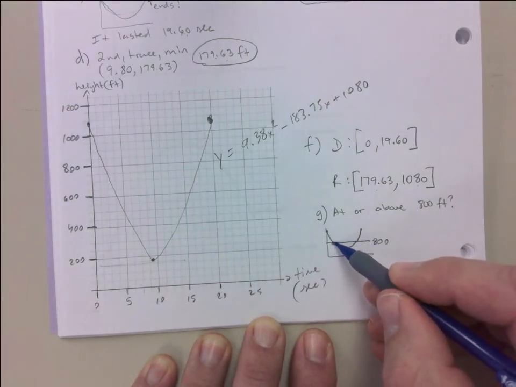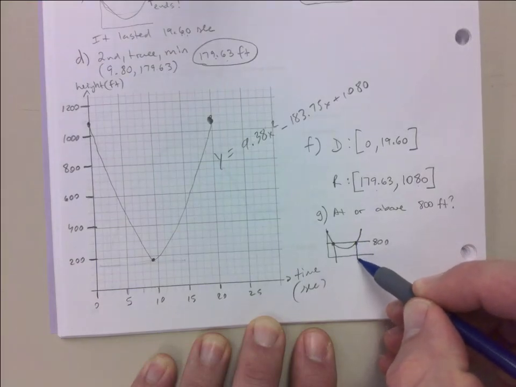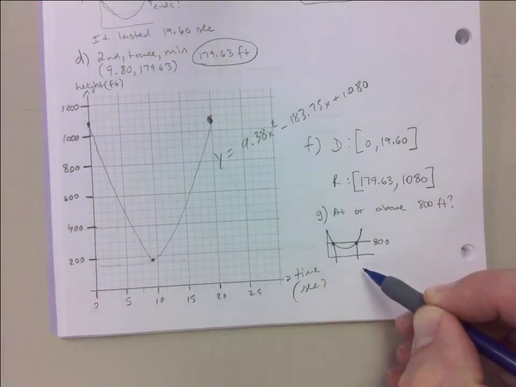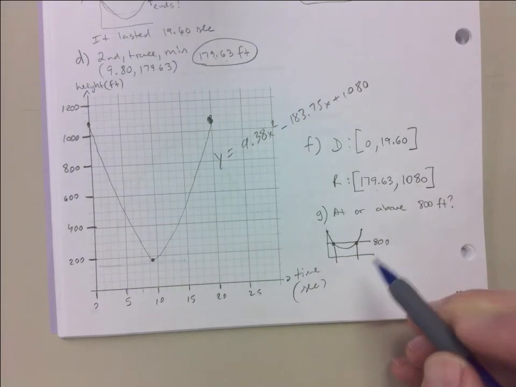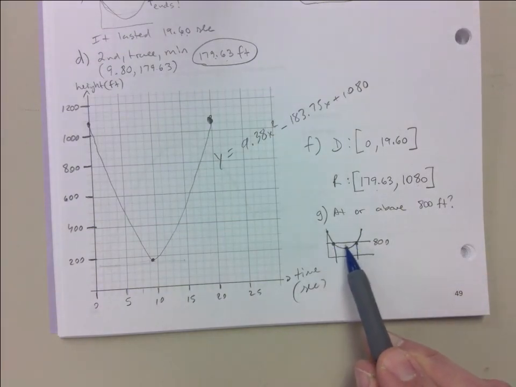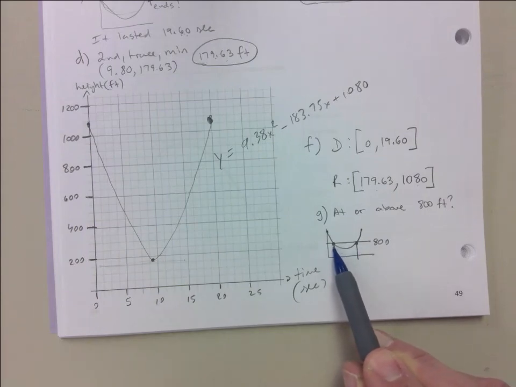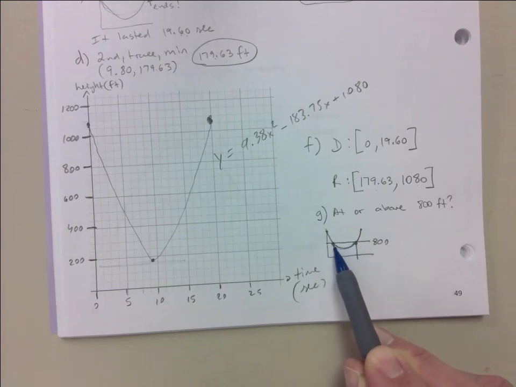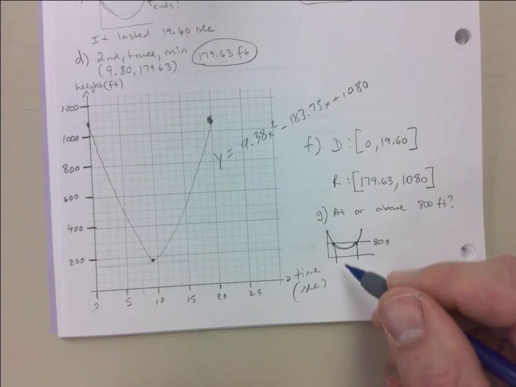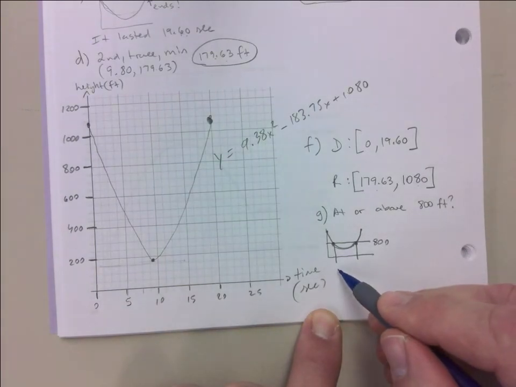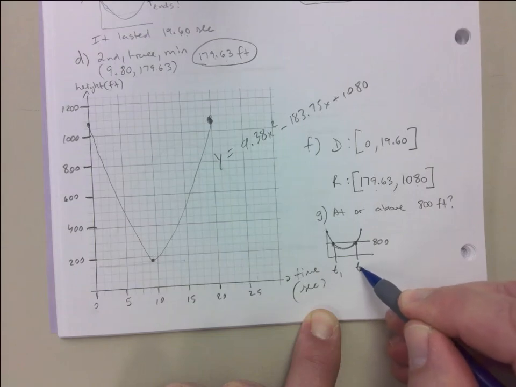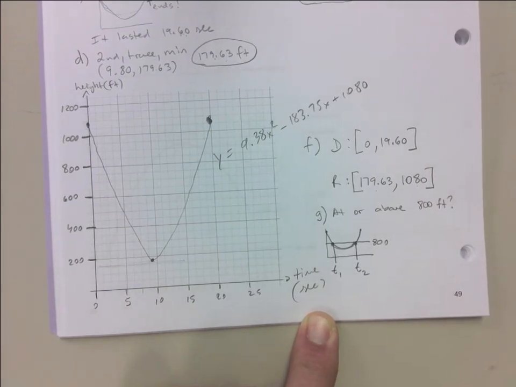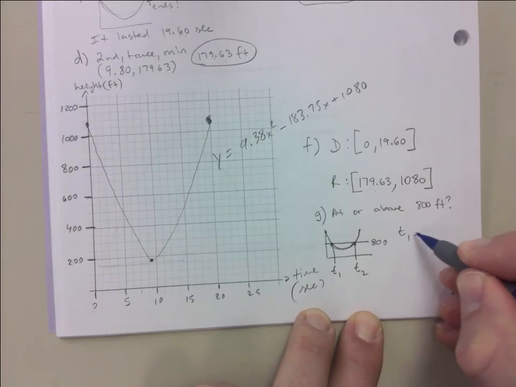If you find this time here and this time there and you subtract them, make sure you pay attention to this part. If you subtract these two times, what are you going to find? You're going to find the time that the plane spent below the 800 mark. But we're going to find those anyways. This is time 1. This is time 2. Let's figure out time 1.